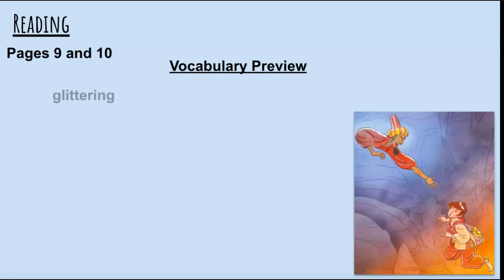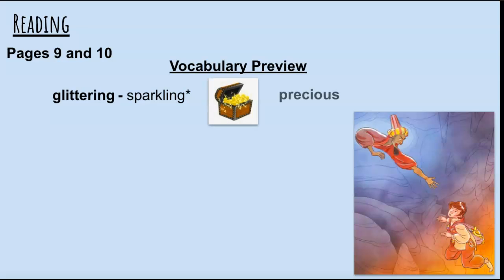Now we're going to move on to pages 9 and 10. Here, for our vocabulary, glittering. Everybody say glittering. And that just means sparkling. I see an asterisk, so that word should go in your vocabulary journal. The next word is precious. Everyone say precious. That means it's valuable. Go ahead and put that in your vocabulary journal. It does have an asterisk.